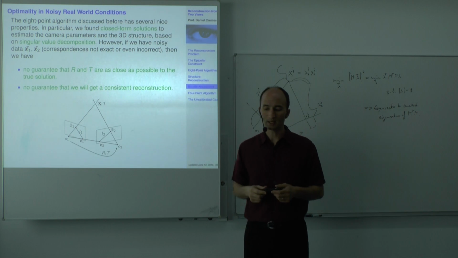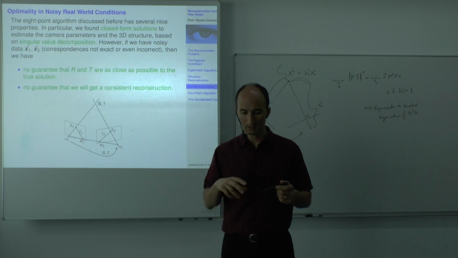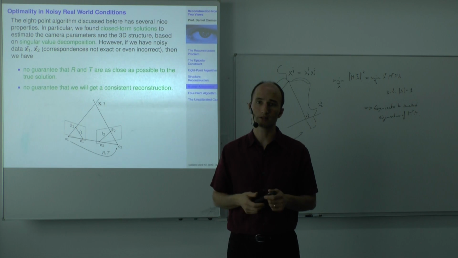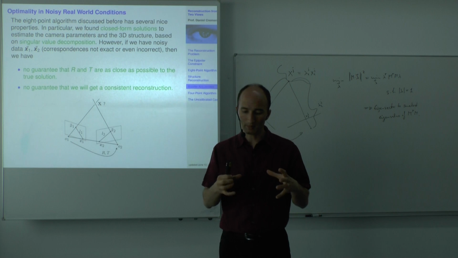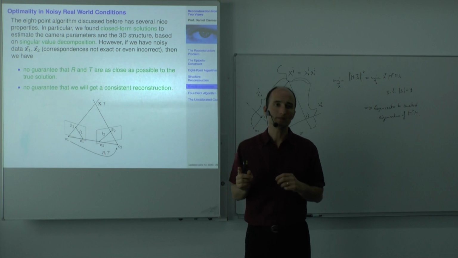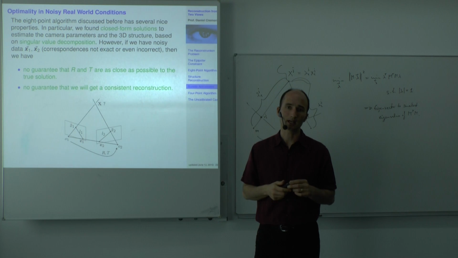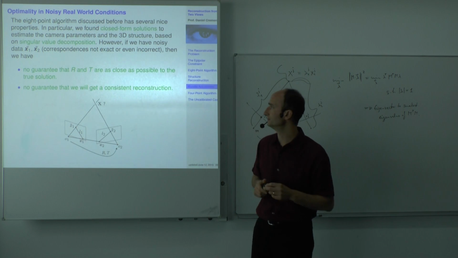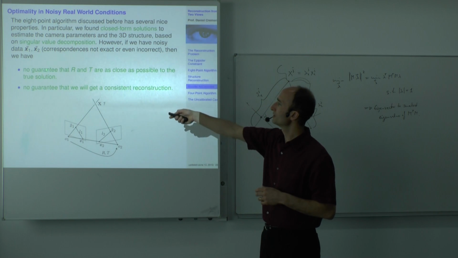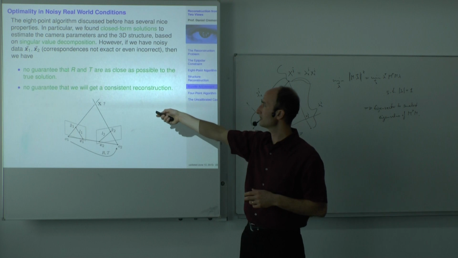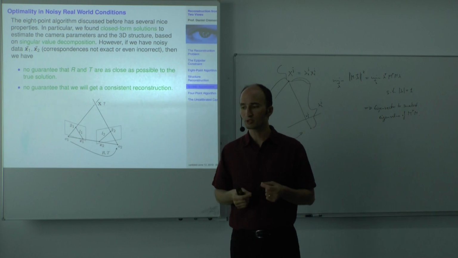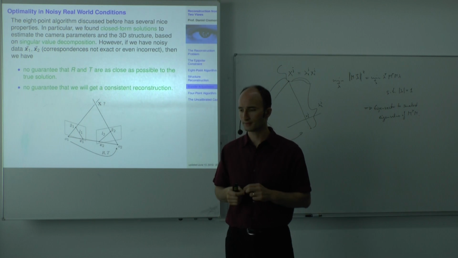And the reason is inherently related to the mathematical problem of eigenvalue estimations and eigenvector estimations. There are many cases where slight changes in a matrix have the effect of drastically changing the eigenvector structure. So we have no guarantee that the estimated rotation and translation are as close as possible to the correct solution.